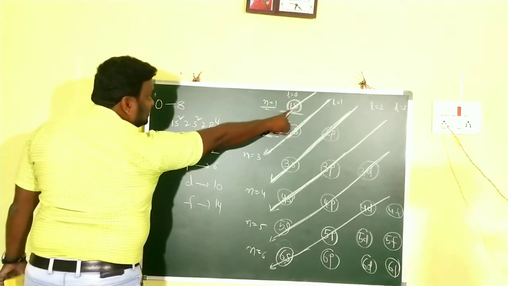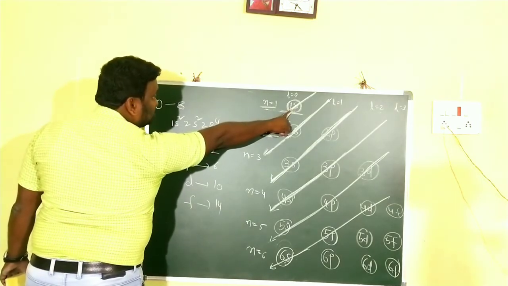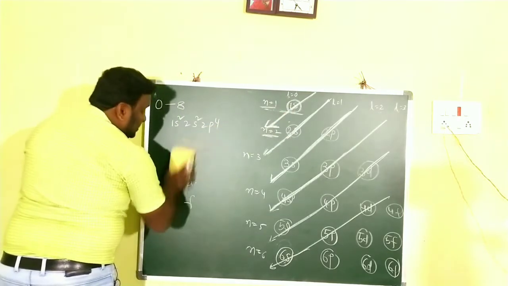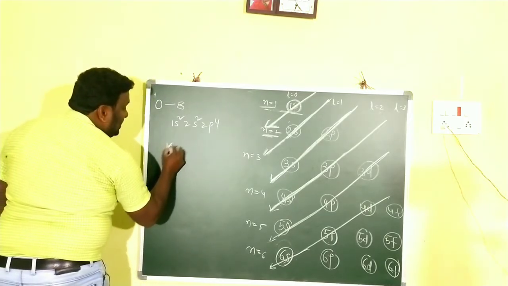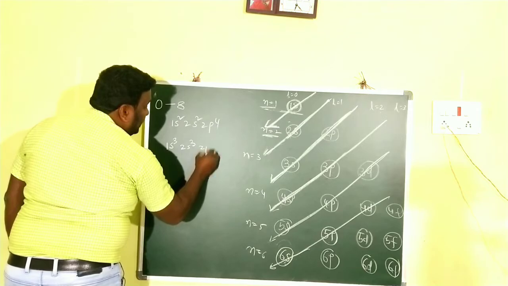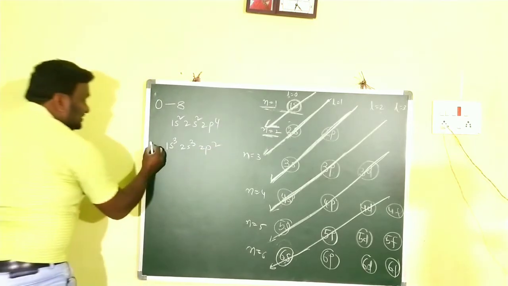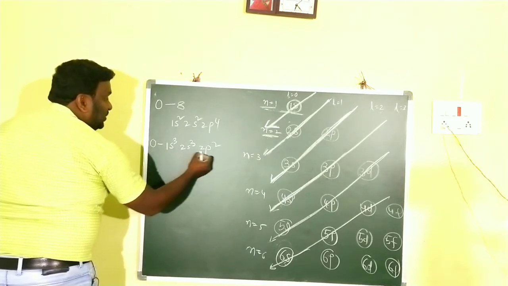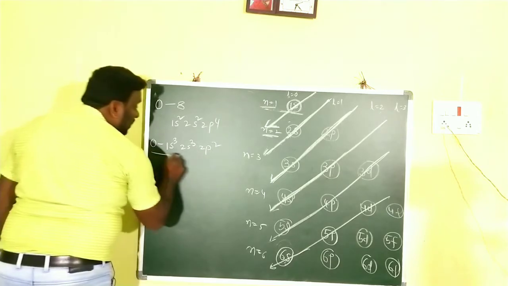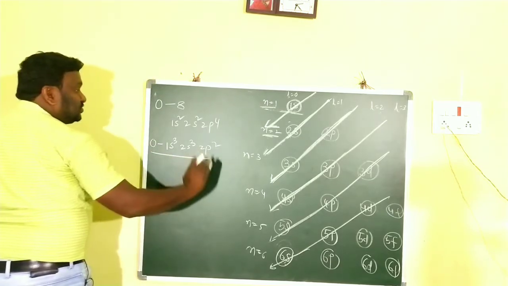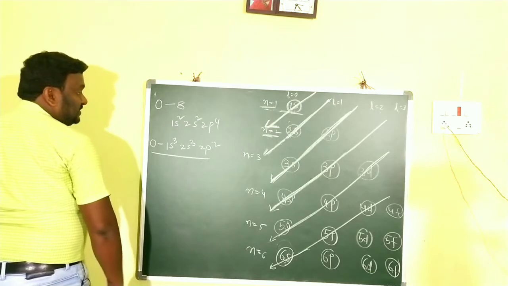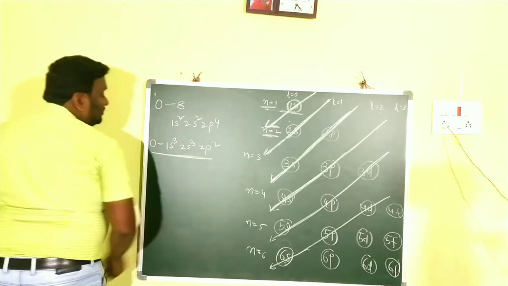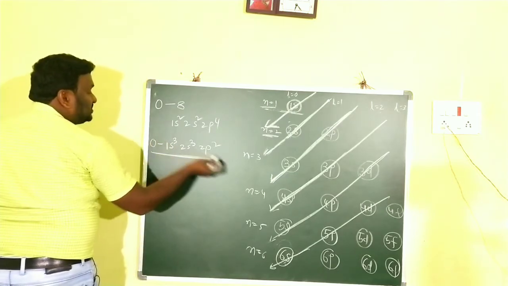Oxygen 8 is there. First we have to fill 1s. The capacity of electrons here is 2, so 1s2. Next 2s2. Next 2p4. If in the examination they give it like this: 1s3, 2s3 and 2p2 as the configuration of oxygen, is this configuration correct or not? Which rule is not obeyed? That's the question, children. Yes, Aufbau is not obeyed.